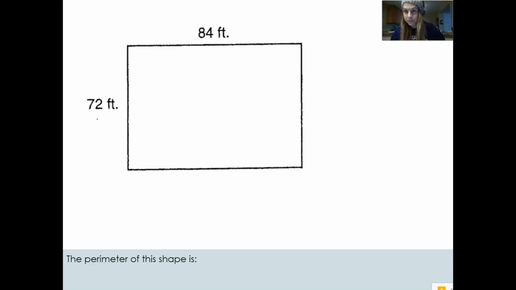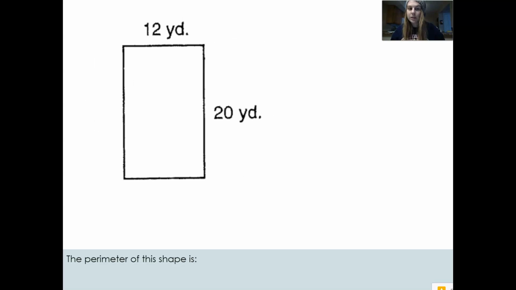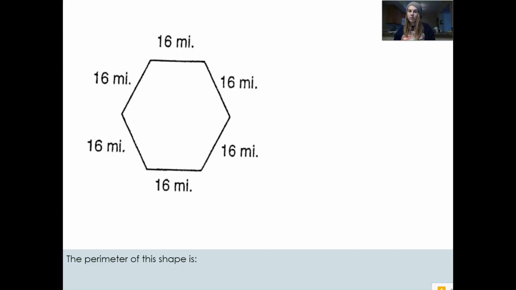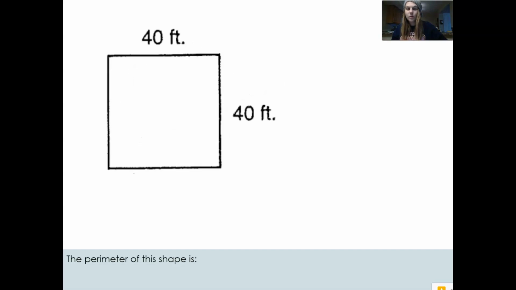Now it's your turn. Go on to Seesaw and add a response. You're going to be seeing all of these shapes in your response, and it'll be your job to find the perimeter of them. Since we've already practiced 2 of them together, you can simply take a picture of the notes you were taking while you did this video and upload that to the first 2 slides. Now all you'll have to do is solve the other 8. So, good luck!